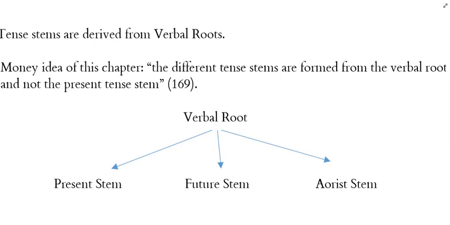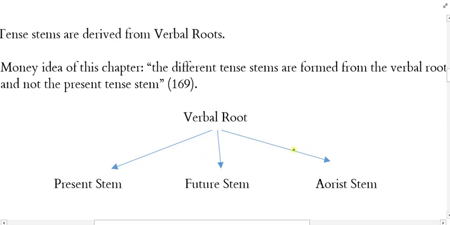But the reality is that that's not the case. Rather, each of these different stems is derived from a common source, for the most part. They're all derived from the verbal root. So when you see that the future looks different from the present stem, don't think, oh, what happened to the present stem to create the future stem? You have to go, oh, how does the future stem really relate to the verbal root? How does the present stem really relate to the verbal root? How does the aorist stem really relate to the verbal root? Because that's where they come from. They come from the verbal root, not from each other.